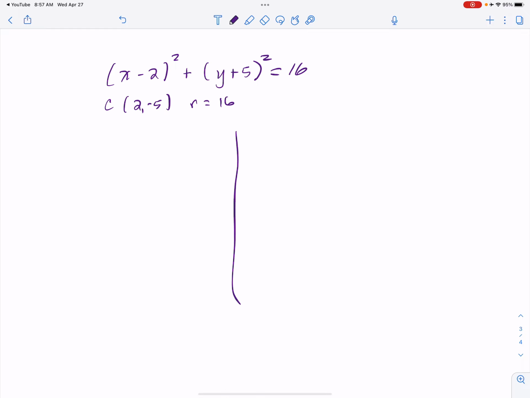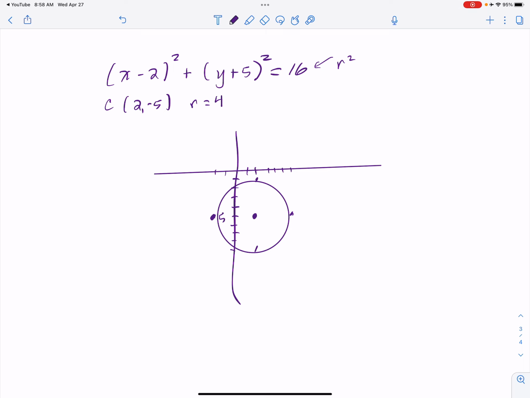And so on your graph, you would go to the right 2 and down 5, and there would be your center. And oops, I said radius of 16, sorry about that. This is your radius squared. The radius would be 4. And then from your center, you go up 4, you go to the right 4, you go down 4, you go to the left 4, and you draw that beautiful circle. Oh, there, it fixed it for me.